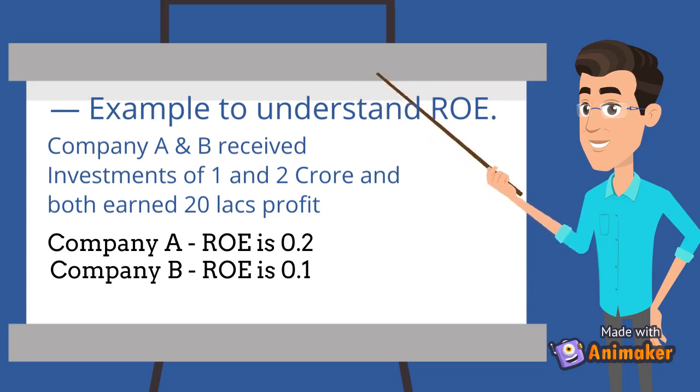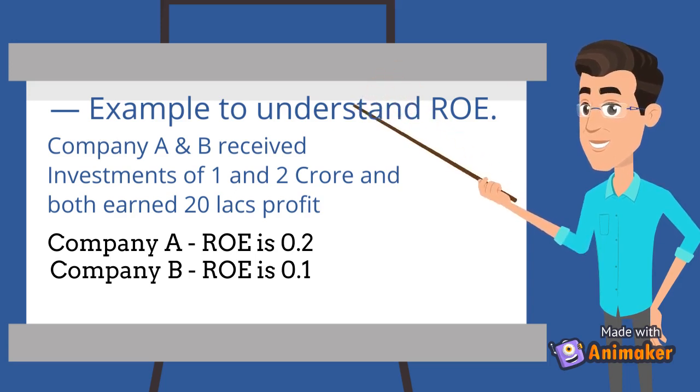Just for the purpose of an example, we are assuming that the investment received by company A is 1 crore and company B has attracted an investment of 2 crores, which is nothing but shareholders' equity. To calculate the return on equity, the net income, which is the profit earned, is divided by the shareholders' equity. For company A it would be 0.2 and for company B it will be 0.1, which is a ratio. This puts the returns from the two companies in a new perspective.